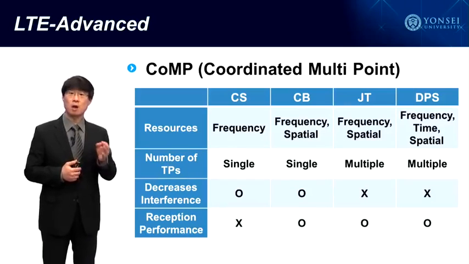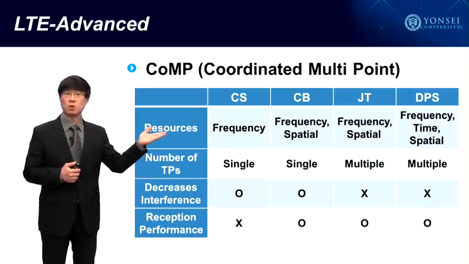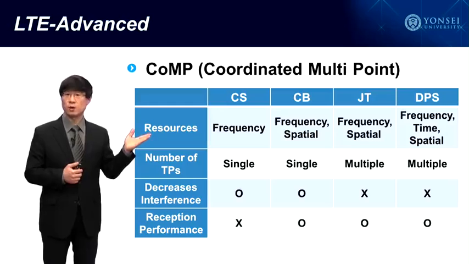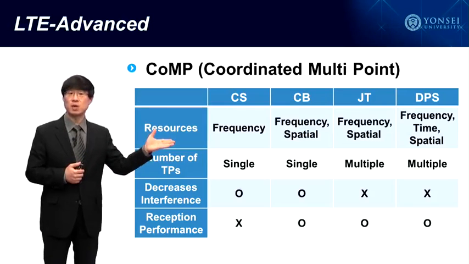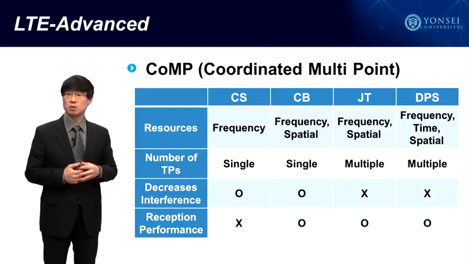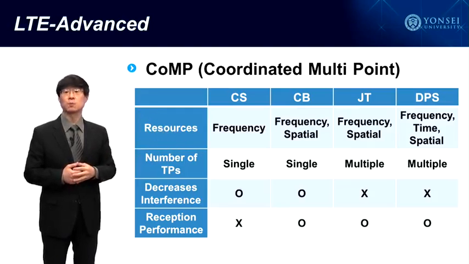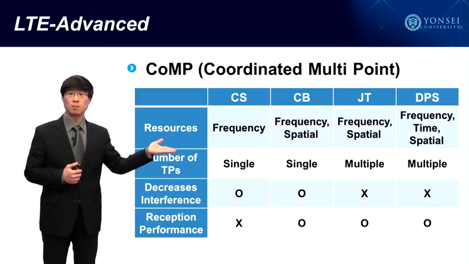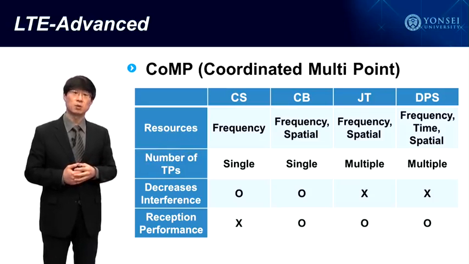Comparing these four COMP technologies, we can look at the resources, number of TPs, decreased interference, and reception performance. And as you can see, in CS, the resource is frequency. In CB, it's frequency and spatial control. JT uses frequency and spatial control, and DPS uses frequency, time, and spatial-based control. Number of TPs, well, in CS, it's single. In CB, it's single. In JT, it's multiple. And in DPS, it's multiple.